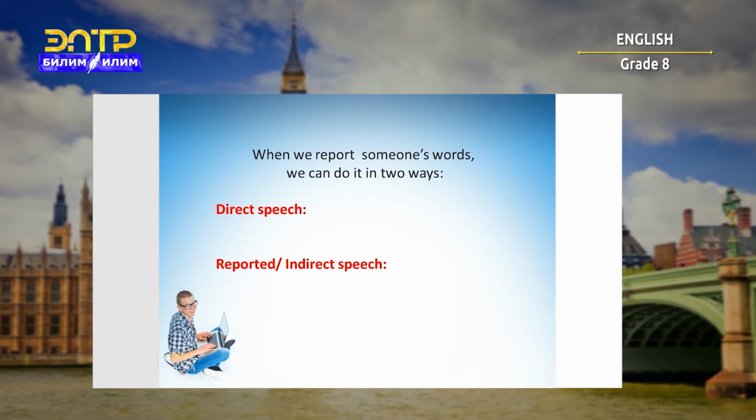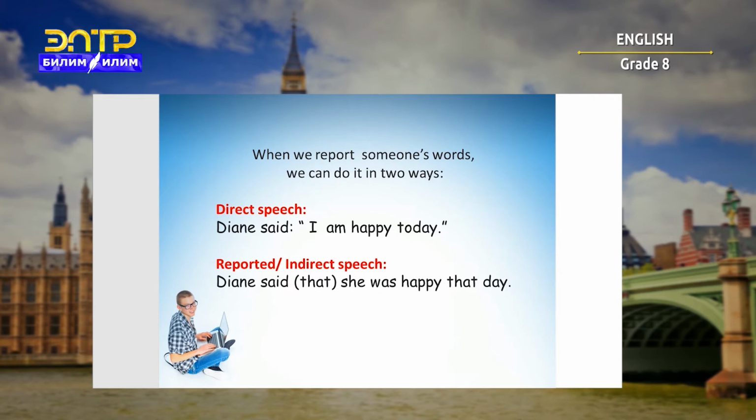Look at the example of direct speech. Diane said, "I am happy today." And now we report Diane's words. We say, Diane said that she was happy that day. Let's pay attention to the changes. I changes to she, am changes to was. Today changes to that day.